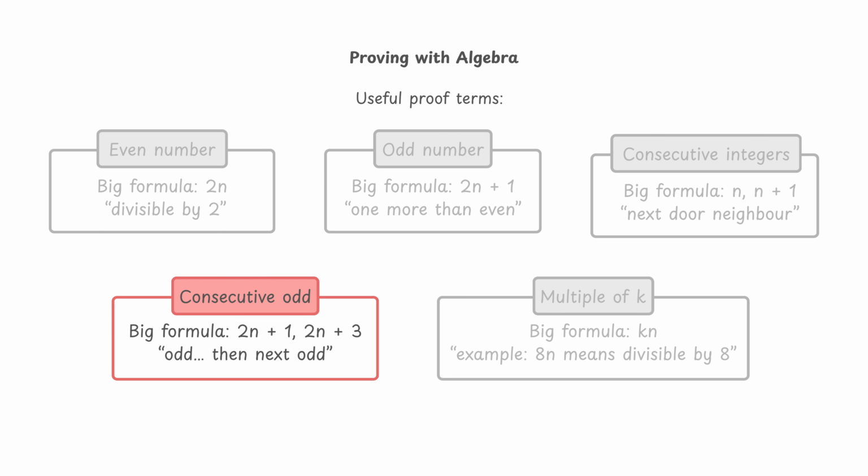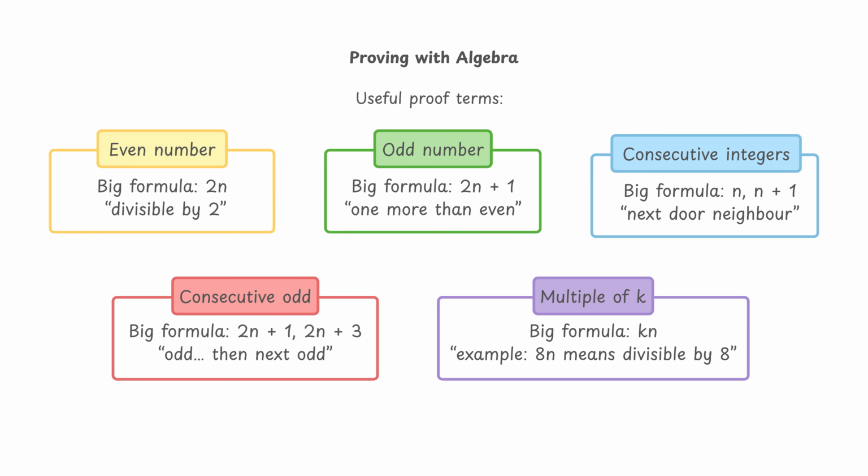Now, consecutive odd numbers. These follow one after the other, but stay odd. So we write them as 2n plus 1 and 2n plus 3. Finally, a multiple of k. Any multiple of k can be written as kn. For example, 8n means a number divisible by 8. So remember, these expressions help us describe numbers in algebra form. And once we can write them algebraically, we can start proving things clearly and logically.